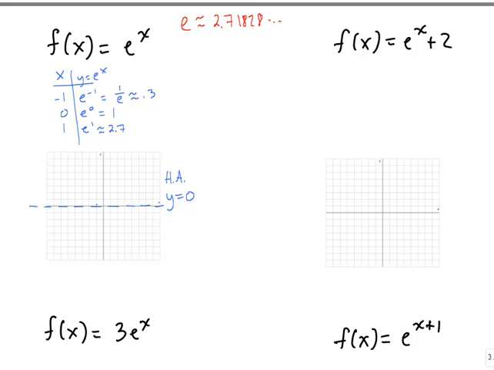Negative 1, 0.3 is right about there. 0, 1 is right about there. And 1, 2.7 would be right about here. Again, we're just approximating. Because this e is a number bigger than 1, it's about 2.7, this should be an exponential growth graph. So we're going to be rising up to the right, and we're going to be skimming the surface of that asymptote on the left. So that's what the graph of e to the x looks like.